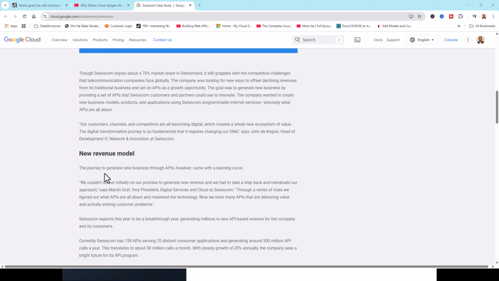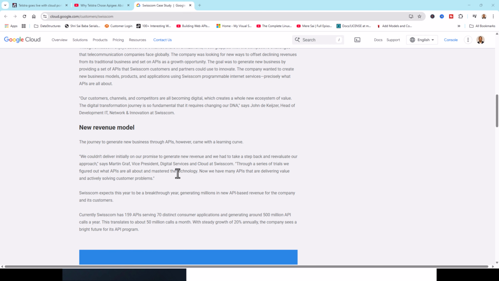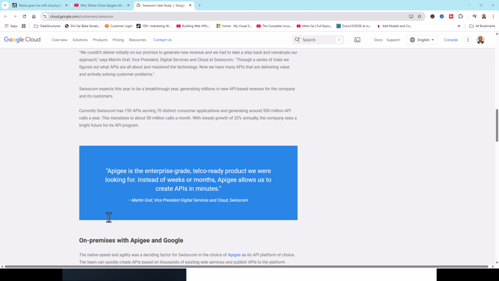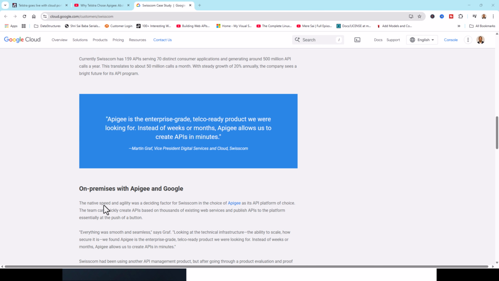The journey to generate new business through APIs, however, came with a learning curve. So their vice president, Martin Graf, Digital Services and Cloud at Swisscom, says we couldn't deliver initially on our promise to generate new revenue, and we had to take a step back and reevaluate our approach.